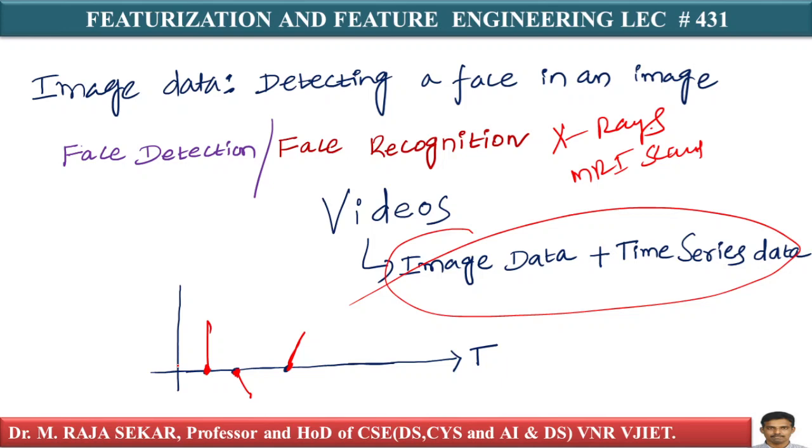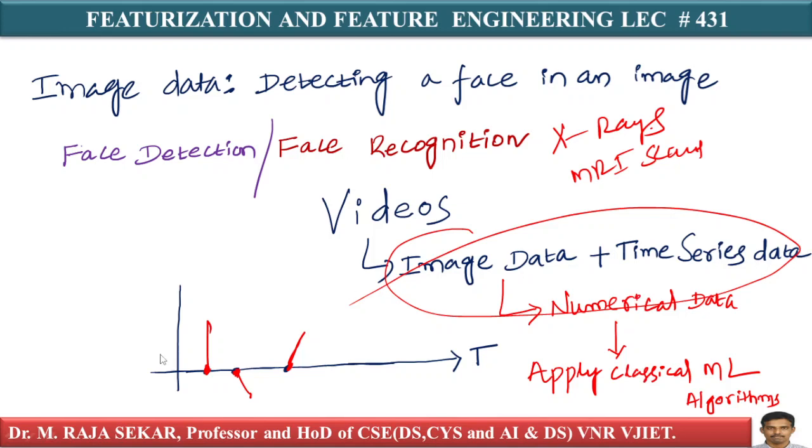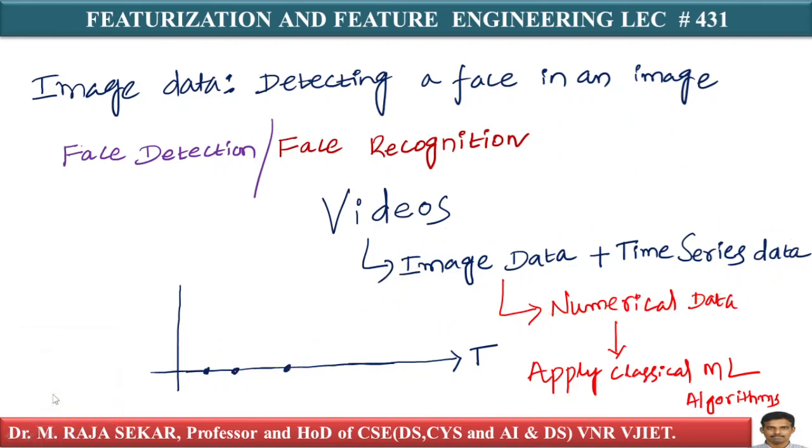Image data is found a lot in the real world. We will learn simple techniques related to how to encode images, how to convert images into numerical vectors. Once you convert your images into numerical data, you can apply all of the classical machine learning algorithms. Just go through these simple concepts. I will continue my lecture on featurization and feature engineering in my next lecture also, that is in lecture number 432. Thank you very much.